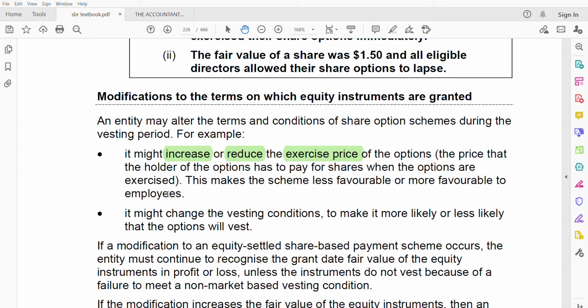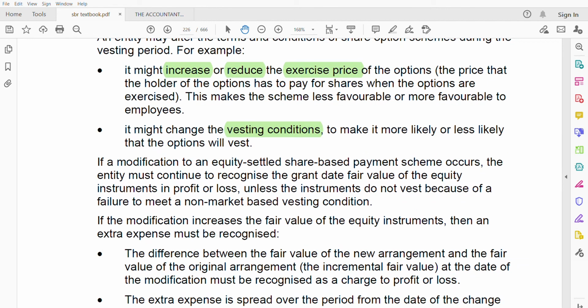Second, it might change the vesting conditions. Vesting conditions might change to make it more or less likely that the options will vest. Now, if a modification to an equity settled share-based payment occurs, where you are settling by giving equity shares and share options, you're not paying anything in cash, the entity must continue to recognize the grant date fair value of the equity instruments in profit or loss.